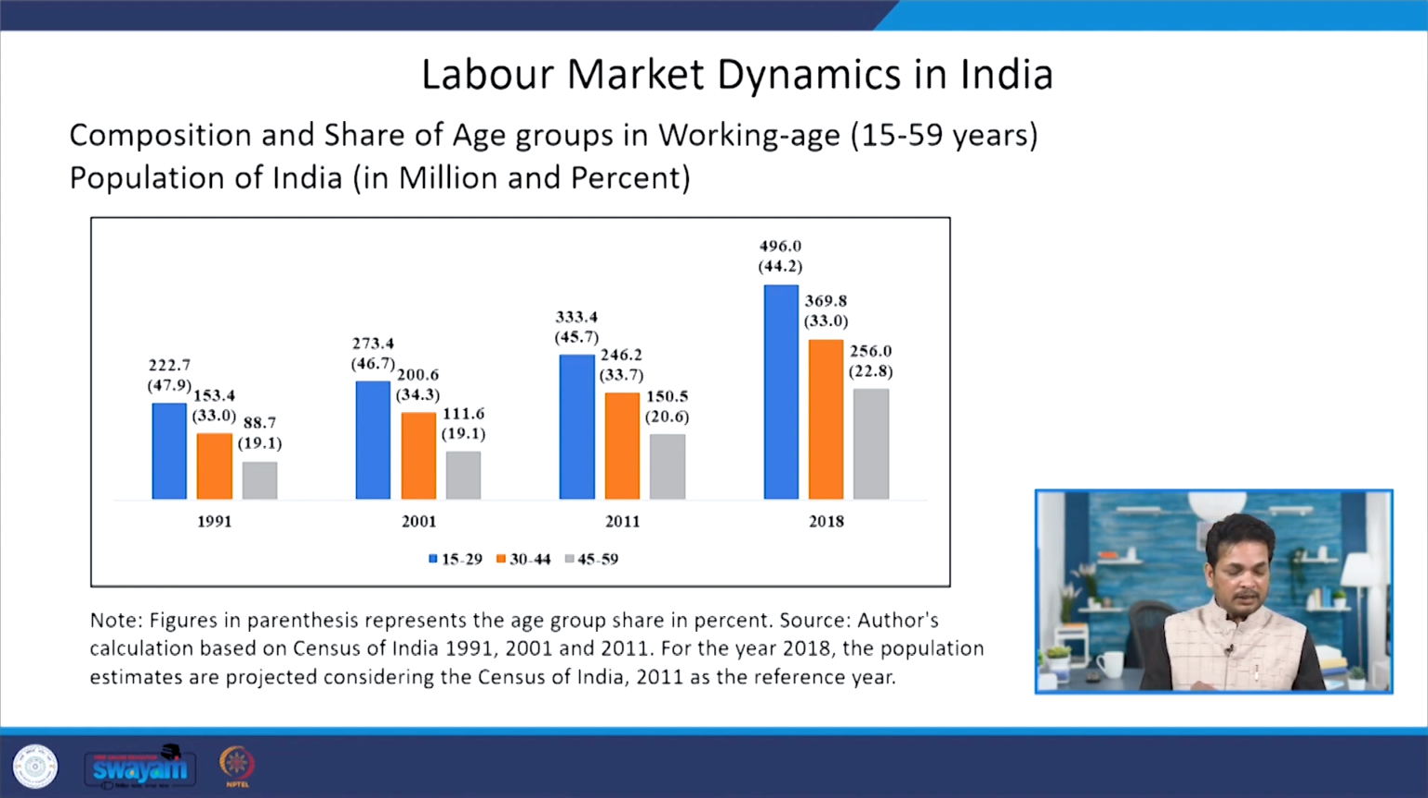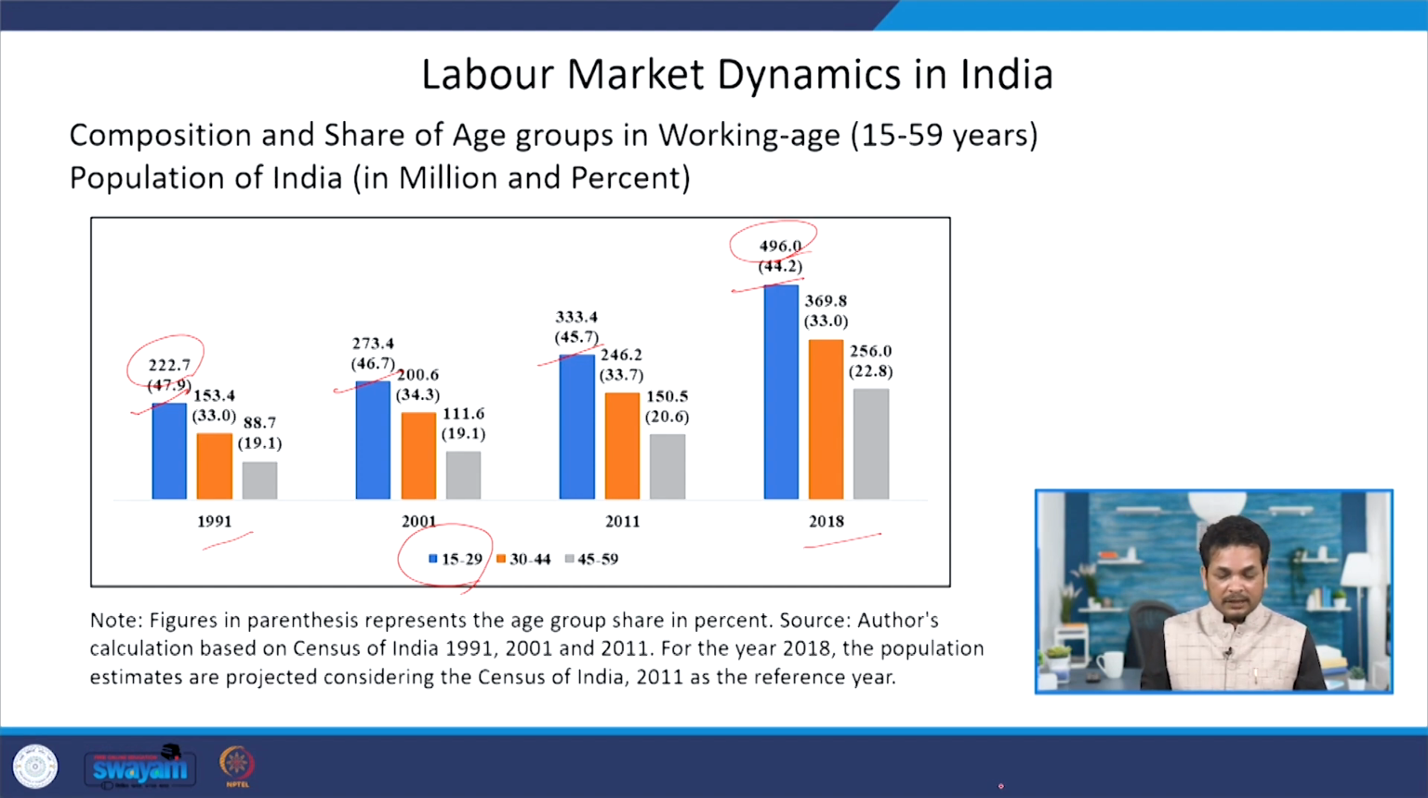We have taken data from 1991 to 2018. Now, you can see how the demographic structure of the 15 to 29 age group has changed. You can see the absolute number in millions has more than doubled in 2018, and how it has changed over the period of time. So, we are saying that there is a youth bloc for the Indian economy and Indian labor market.